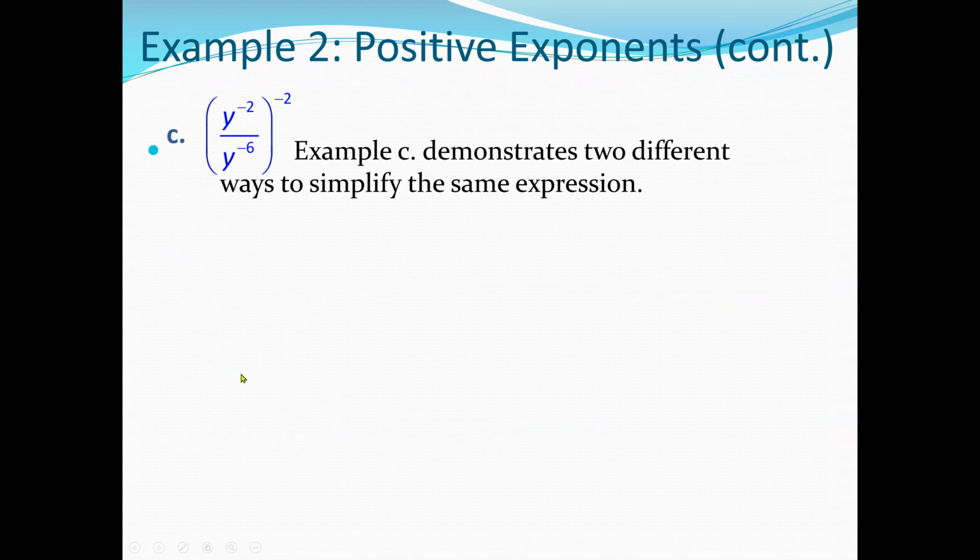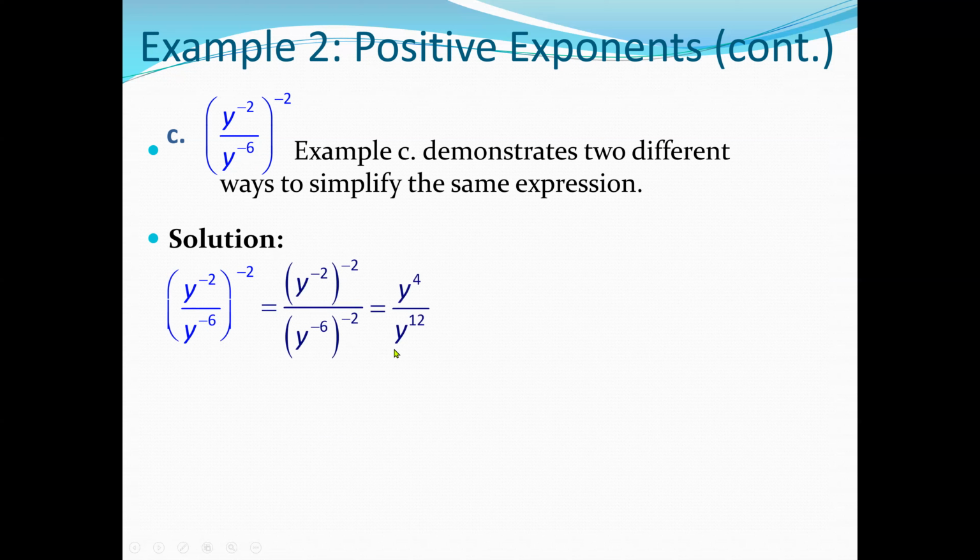So let's try number 6. We have y to the power negative 2 divided by y to the power negative 6, all raised to the power negative 2. So the same thing, we use the rule for multiplication first. Negative 2 will multiply negative 2 at the numerator, then negative 2 will multiply the denominator exponent negative 6. We know negative times negative is positive. So we are going to get y to the power 4 divided by y to the power 12, because negative 2 times negative 2 is positive 4, and negative 2 times negative 6 is positive 12.